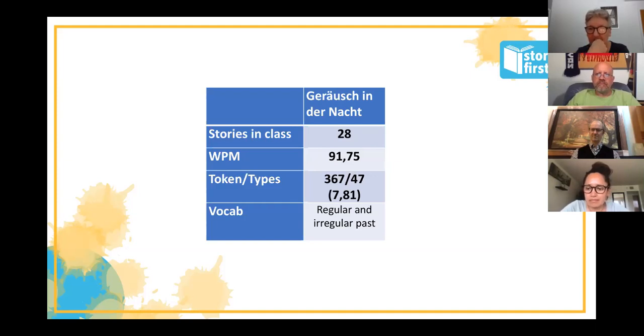But what we could hear here were she used the regular and irregular past tenses, like sah, war, those are irregular. Sagte then is regular. She also did use the dative here because she says auf dem Kühlschrank. So those are some things that she picked up just from input because none of this was ever explained to her. So this was the first video.